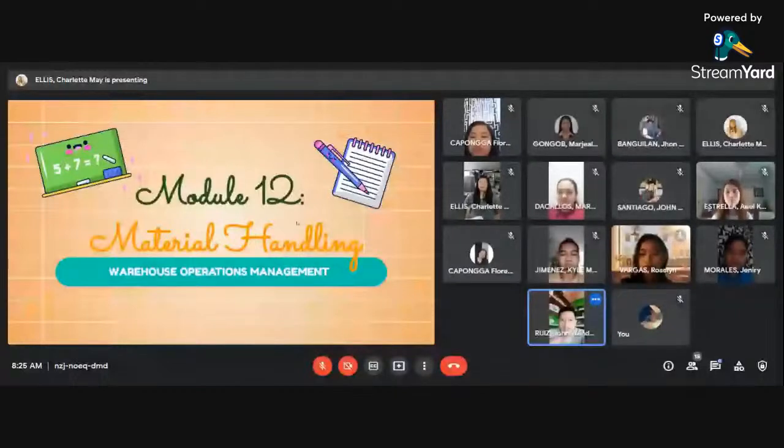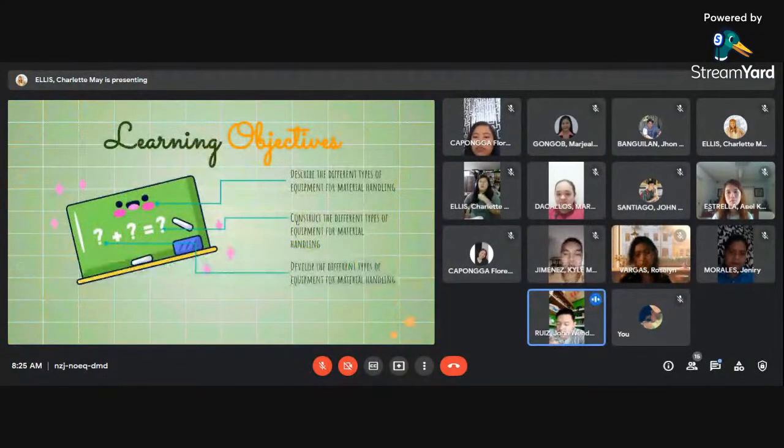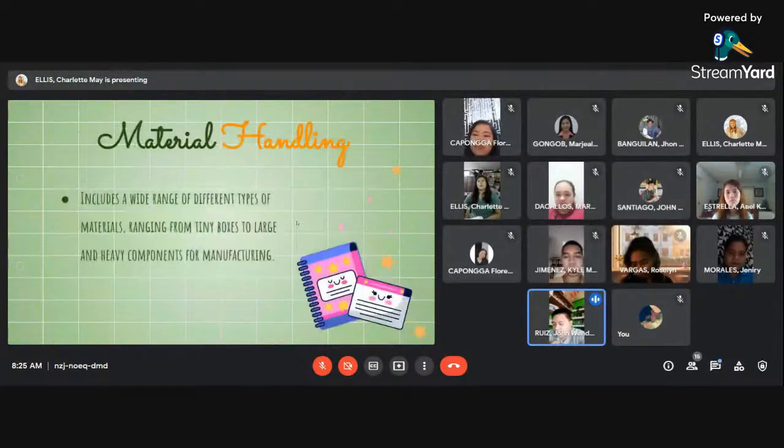This is the report of our group, Module 12, Material Handling. Our introduction is material handling. Material handling is the process of moving goods and materials in short distances within a building, factory, facility, or warehouse. Material handling includes a wide range of different types of materials, ranging from tiny boxes to large and heavy components.